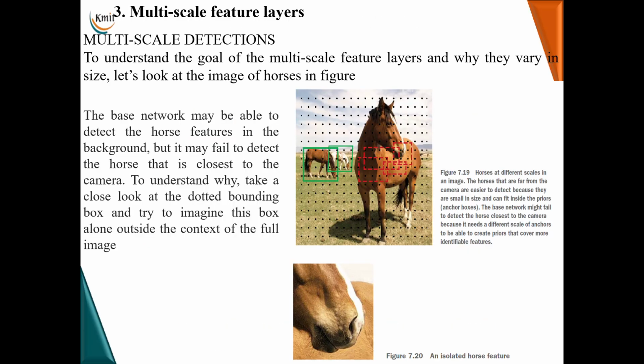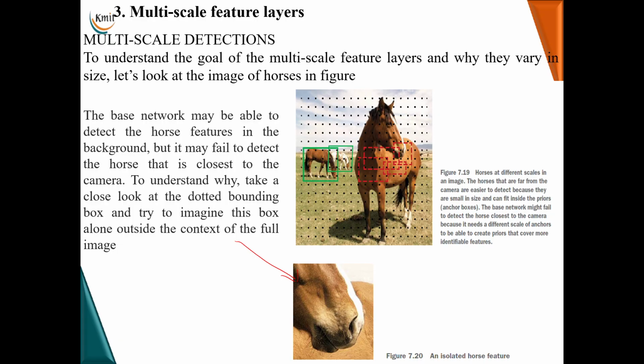Coming to the multi-scale features, these are the convolutional feature layers that are added to the end of the base network. These layers will decrease in size progressively to allow the predictions of the detections at multiple scales. As you can see here, the base network may be able to detect the horse features in the background, but it may fail to detect the horse that is very close to the camera, because this bounding box is not covering the entire image of the horse which is close to the camera. To understand why, take a close look at the dotted bounding box and try to imagine this box along the context of the full image.